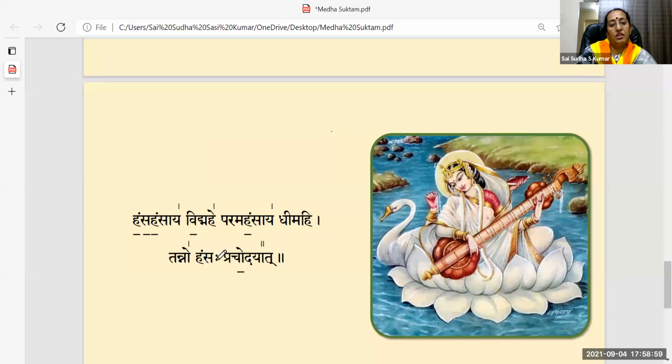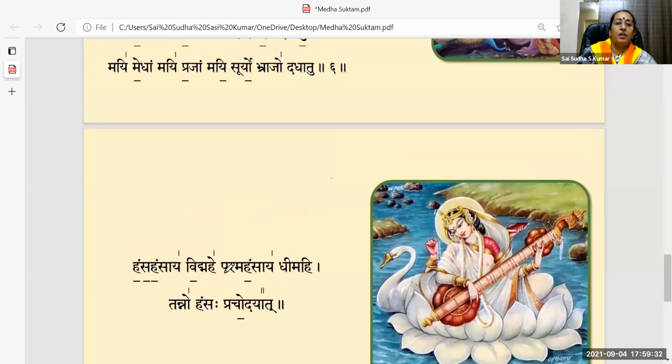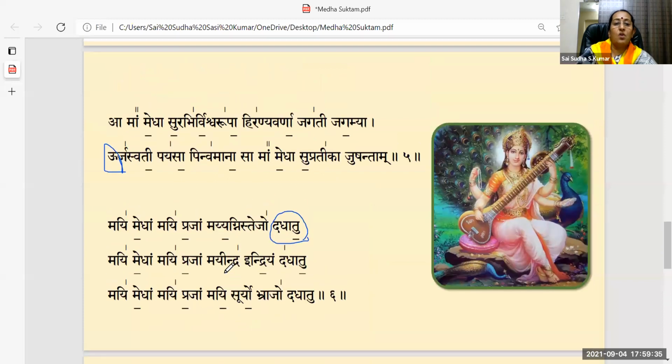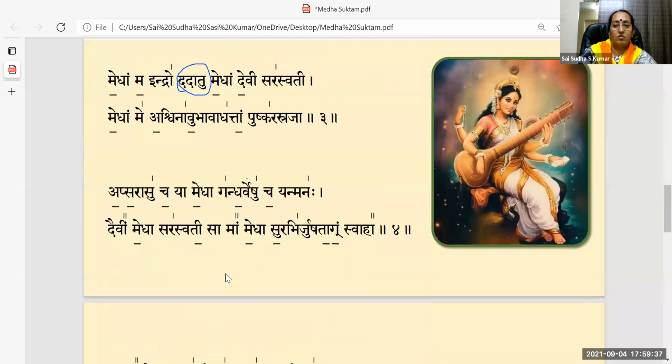Prachodayat. Now here there is a Visarga followed by Pa, and the sound has to be heard clearly while chanting. This Visarga followed by pra comes in almost all the Gayatris, so we have to be very careful and alert while chanting this. It should be Hamsaf Prachodayat. This is how it has to be chanted. Now we'll see how to chant the whole sutta.